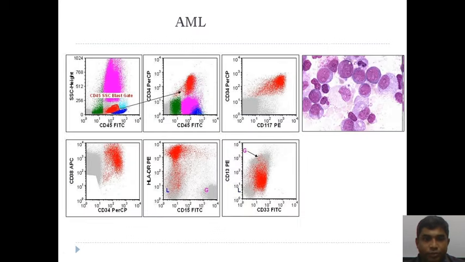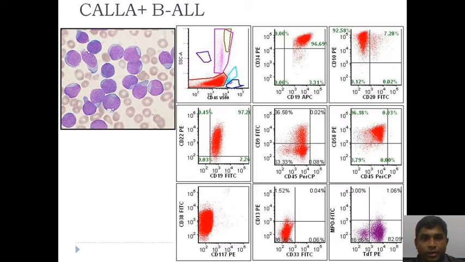So we can see a few typical cases of acute leukemias and the flow cytometry pictures. If you concentrate on the red population, here CD45 is dim and it is positive for CD34 and CD117. CD117 is a myeloid marker, and you can see CD33 is positive. The red population is on the right-hand side. So this indicates acute myeloid leukemia.